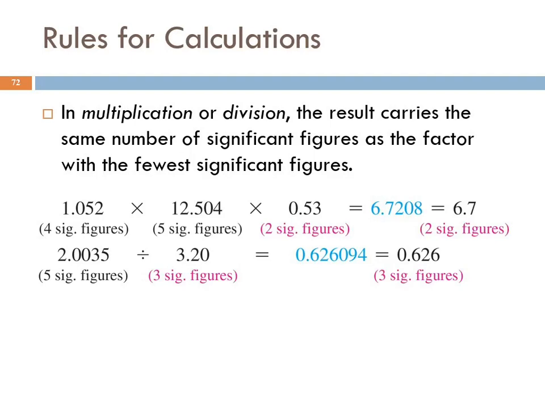An example of division, 2.0035 divided by 3.20. This is what the calculator says, but we look at our numbers. This one has 5 sig figs, this one has 3, so we can only keep 3 in the answer. So we're going to round it off to 0.626, because that will reflect the actual precision that we have in that result. Any questions?